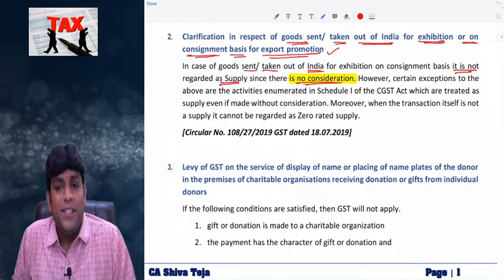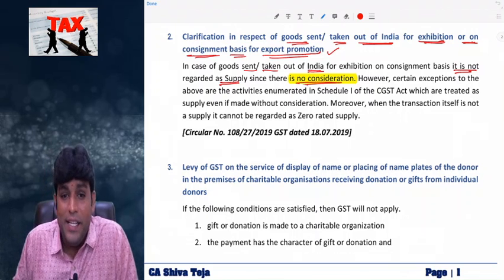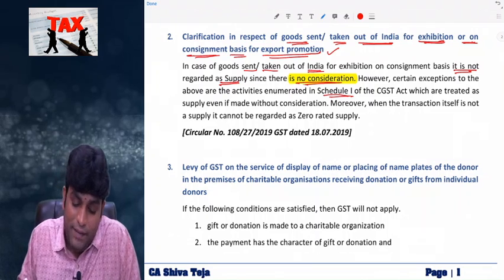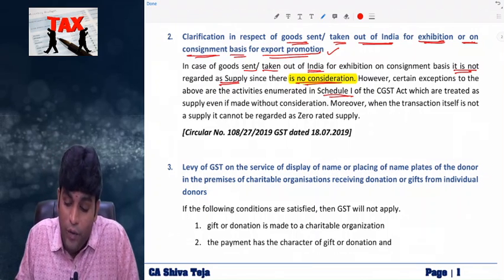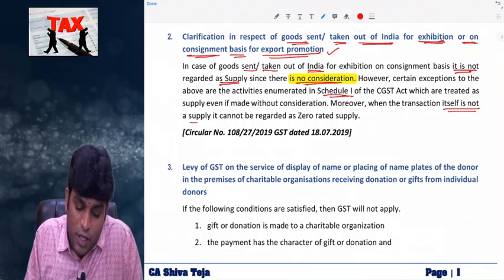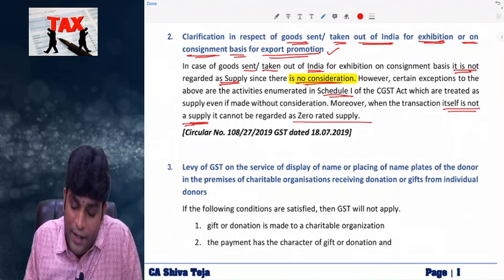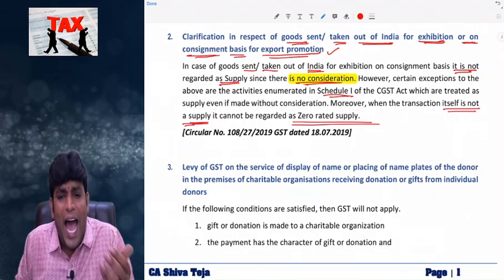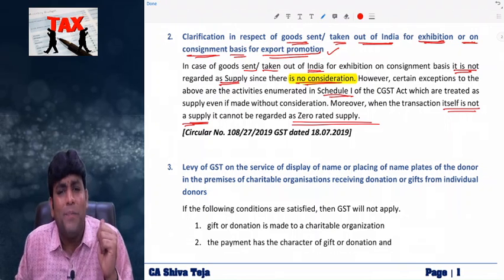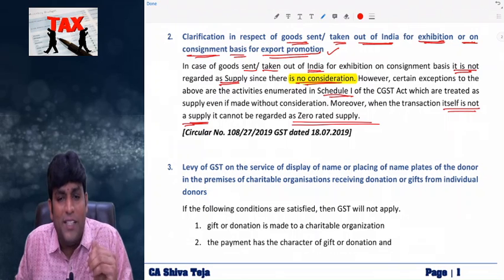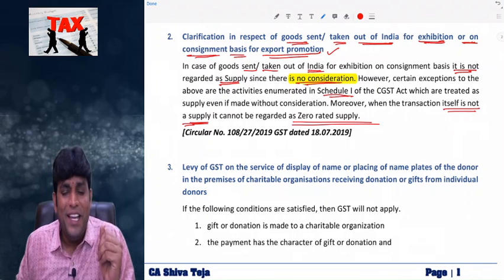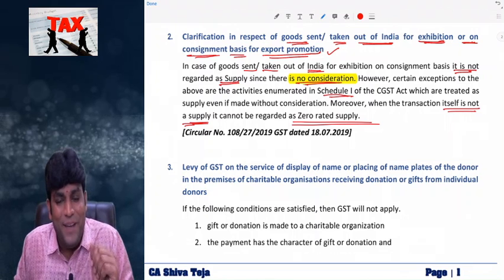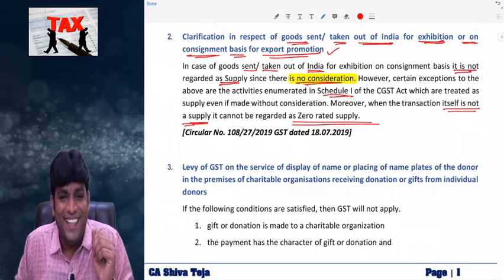Next, however, certain exceptions to the above are the activities enumerated in Schedule 1, we know that, which are treated as supply even if made without consideration. Moreover, when the transaction itself is not a supply, it cannot be regarded as zero rated supply. Common sense point. When it is not a supply at all, how can it be regarded as zero rated supply? Because first of all, to become zero rated supply, it should be a supply, right? Without being a supply, how can it be regarded as a zero rated supply? A basic fundamental point. Clear?